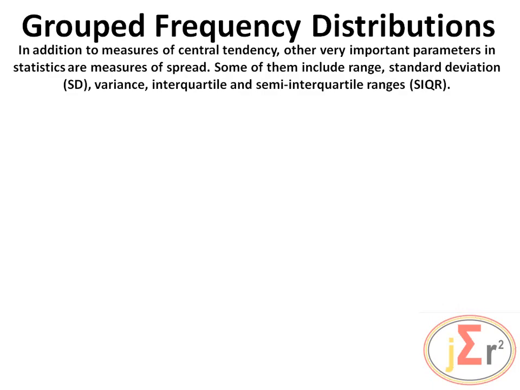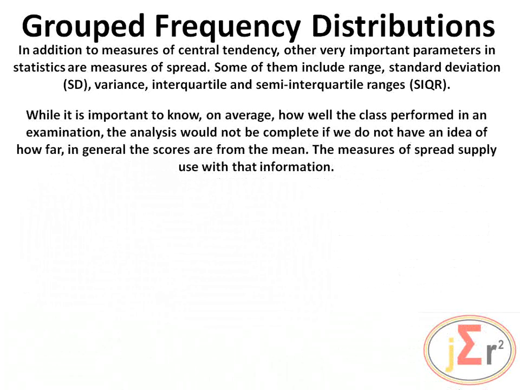In addition to measures of central tendency, other very important parameters in statistics are measures of spread. Some of them include range, standard deviation, variance, interquartile and semi-interquartile ranges. While it is important to know, on average, how well the class performed in an examination, the analysis would not be complete if we do not have an idea of how far, in general, the scores are from the mean. The measures of spread supply us with the information.